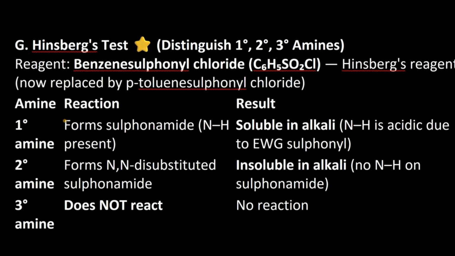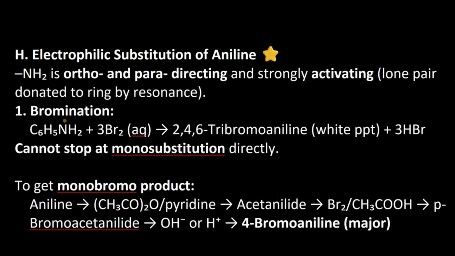Okay. Then the Hinsberg test, again a distinguishing test. The reagent is benzene sulfonyl chloride, C6H5SO2Cl. Hinsberg reagent, sometimes they will ask you this. What happens over here is, with primary amine, it forms a sulfonamide, which is soluble in alkali. But in case of secondary amine, it will again form the sulfonamide, but which is insoluble in alkali, which can be given as a clue point in the question. Okay, and the tertiary amine will not react. That is the famous Hinsberg test for amines.